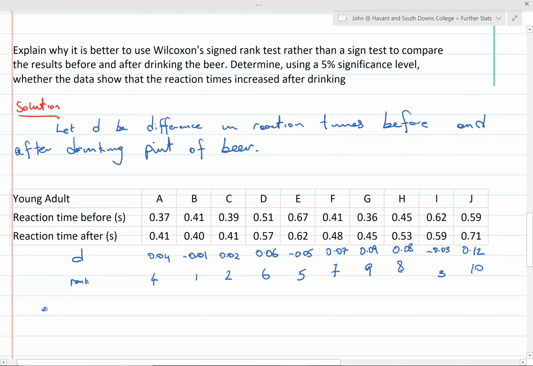And then this is the key thing, the thing called the signed rank. So that's basically the rank, but reflecting back on whether it was a positive or negative difference to get the signed rank. So the signed rank there is 4, gives you a positive difference. This one's -1, this one's 2, this one's 6, this one's got a negative difference, that's -5. That's 7, 9, 8, -3, and this one here is 10. So that's a signed rank.